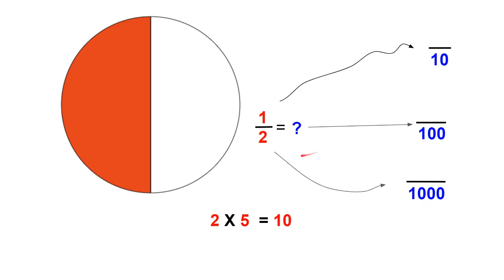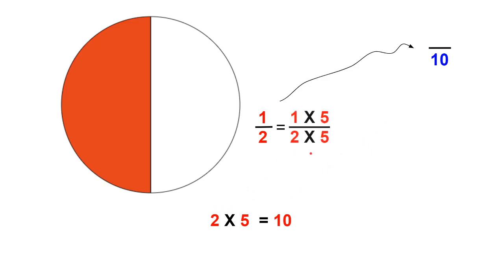We know that 2 times 5 is 10, so we'll pick 10. We use 2 times 5 in the denominator, and the exact same thing we'll do to the numerator. So we multiplied 2 by 5, we'll multiply 1 by 5. And we get 5/10.